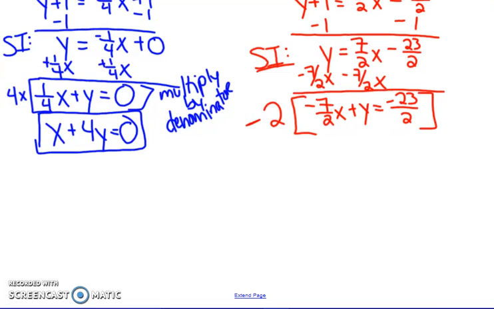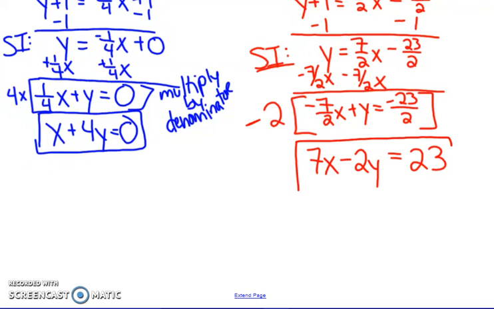Well, negative 2 times negative 7 is positive 14, divided by 2 gives me 7x. Negative 2 times a positive y is negative 2y. Negative 2 times negative 23 is positive 46, divided by 2 gives me a positive 23. My a is no longer a negative number. I have no fractions left. So this is my standard form for the second set of 2 points.